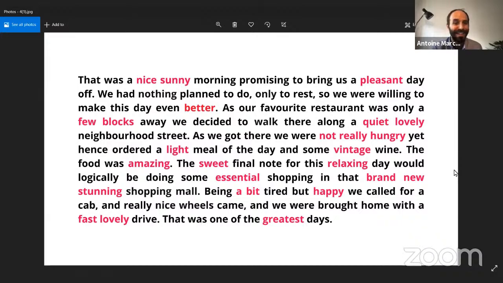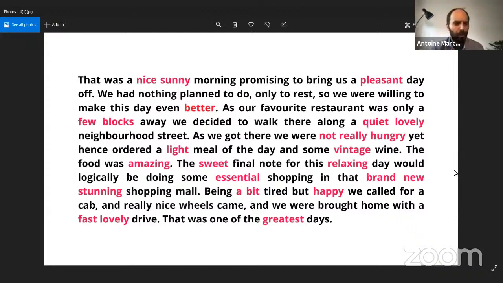As we got there, we were starving. Yet hence ordered a heavy meal, a large meal of the day, and some, the antonym of vintage, some modern wine. The food was simply awful.